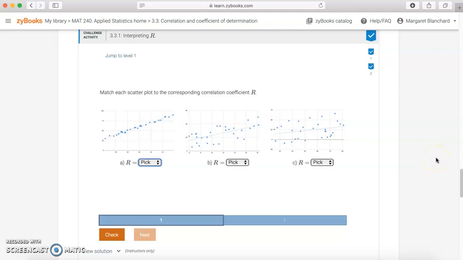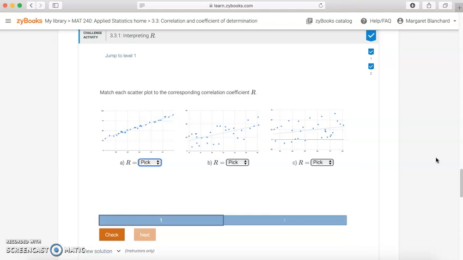Challenge activity 3.3.1. Now we're talking about the correlation coefficient R. Up until now we've been looking at scatter plots and residual plots to get an idea of the correlation, but now we're going to dig a little deeper into a more standardized metric, R, the correlation coefficient. Remember, this goes between -1 and 1. The closer to 1 or -1, the stronger the correlation. When it's close to 0, that means there's no correlation.